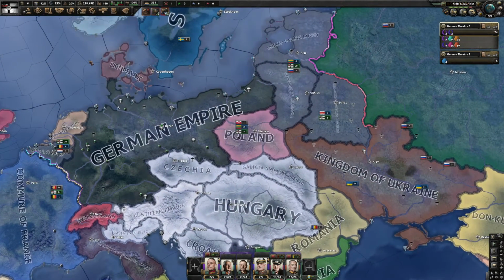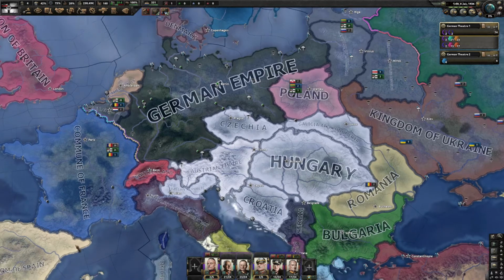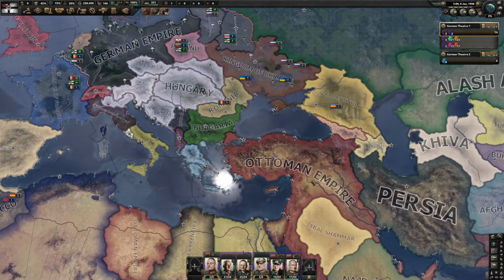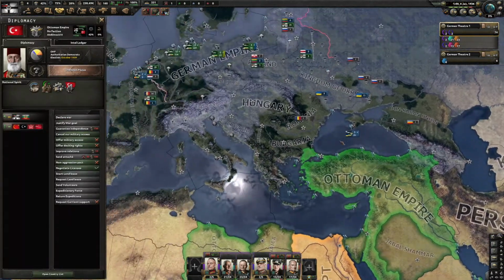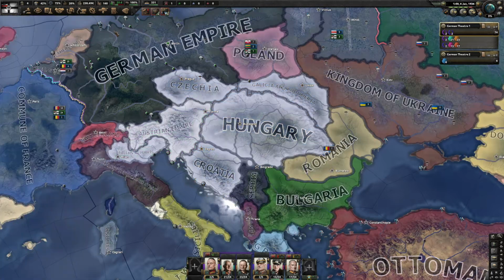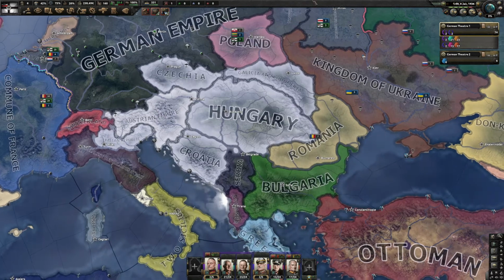Also, I only have about 240,000 manpower. And somehow the Ottoman Empire still exists. And the Austrian Empire sort of does, but not really. It's in like 1 billion pieces right now.